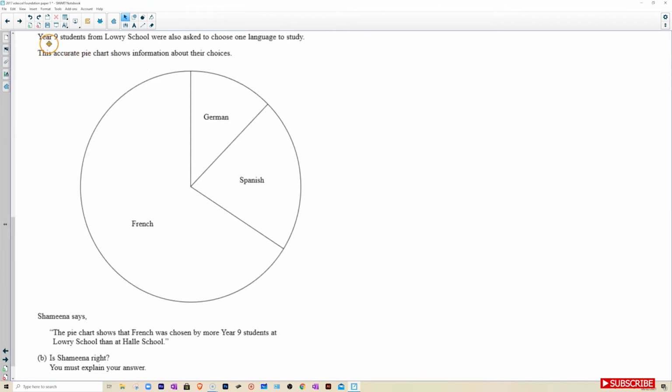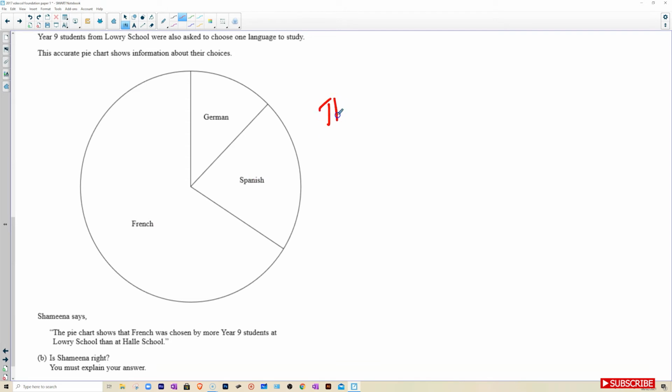And now you're told Year 9 students from Lowry School were also asked to choose one language to study. This accurate pie chart shows information about their choices. So you've got German, Spanish, and French. Now Shamina says the pie chart shows that French was chosen by more Year 9 students at Lowry School than at the Highlife School. Is Shamina right? You must explain your answer. Well, we can see from the pie chart, the proportion for French is quite high.